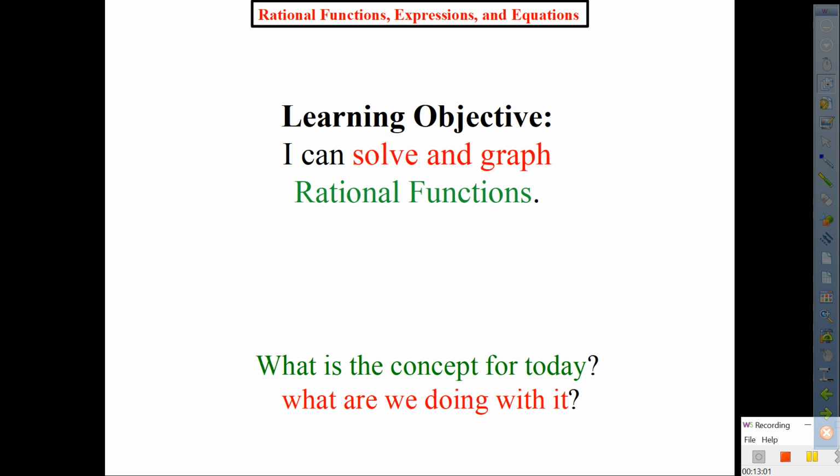Rational functions. Now, we already covered rational expressions, and we touched on rational equations. Quick refreshment: remember when we did cross multiplication of proportions? Those are rational equations. How about when we had an equation with a lot of fractions, and I said, let's find a common denominator and multiply the entire equation to get rid of the fractions? That's also a rational equation. Today we're moving on to rational functions. So what are rational functions?